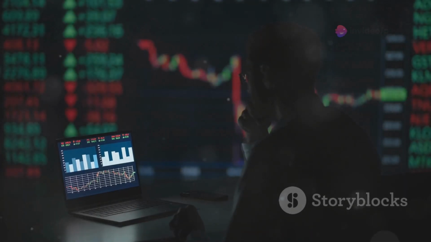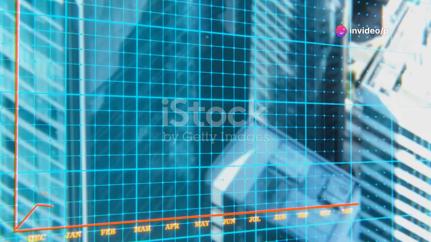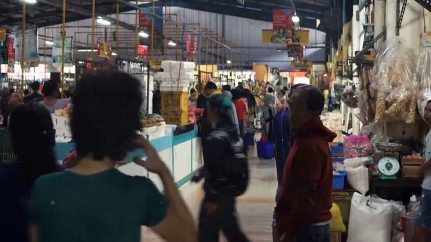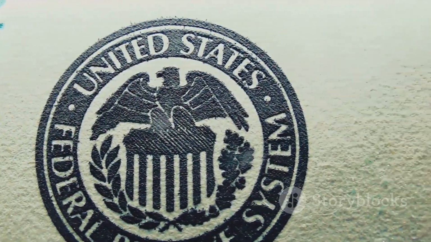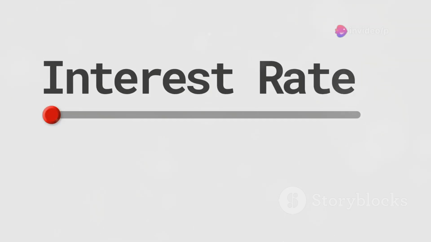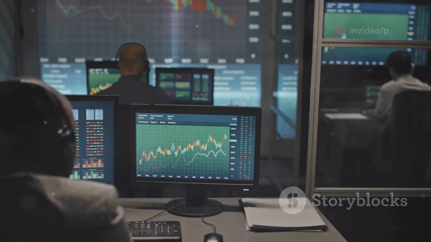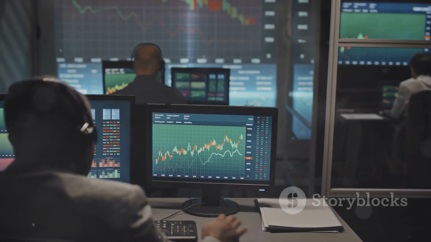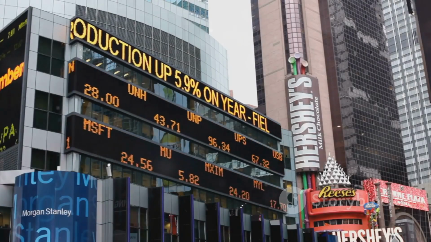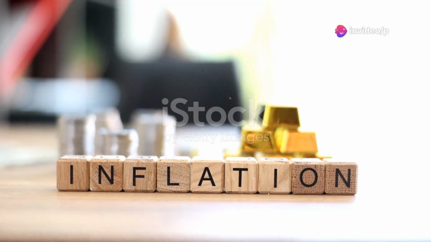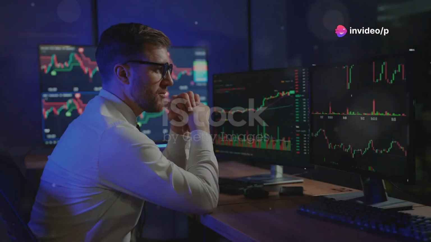Section 6. Inflation and the Fed's balancing act. Inflation, the rate at which prices increase over time, is heavily influenced by liquidity. When too much money chases too few goods, prices rise. The Federal Reserve keeps a watchful eye on inflation. They use monetary policy tools, like adjusting interest rates and reserve requirements for banks, to control the money supply and keep inflation in check. If inflation gets too high, the Fed might raise interest rates or sell bonds to reduce liquidity. This can help cool down the economy and stabilize prices. The Fed's balancing act aims to maintain a healthy level of economic growth without letting inflation spiral out of control.